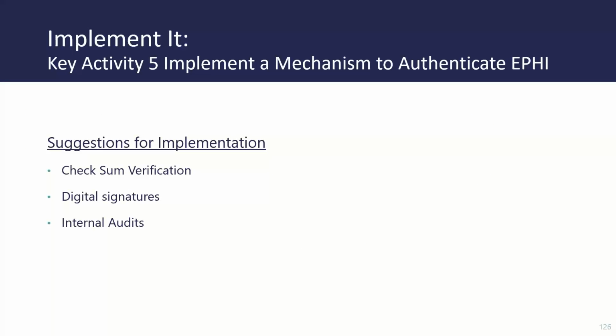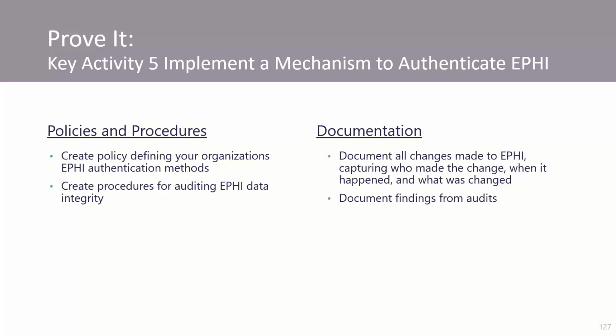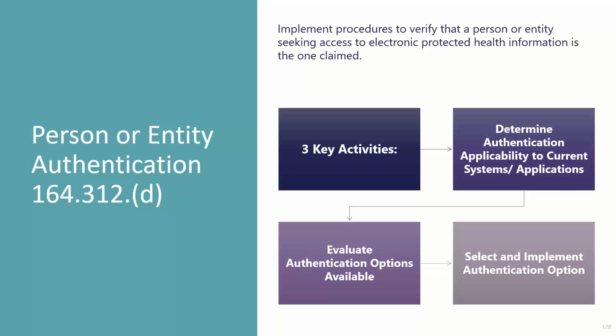So suggestions are checksum verification, digital signatures, and internal audits. And how you prove this: document the changes made to EPHI by capturing who made the change, when it happened, and what was changed, and document findings from the audits. You might need a third-party system to do this, a SIEM system. But again, we always want to make sure that we know what's being changed in any given system.